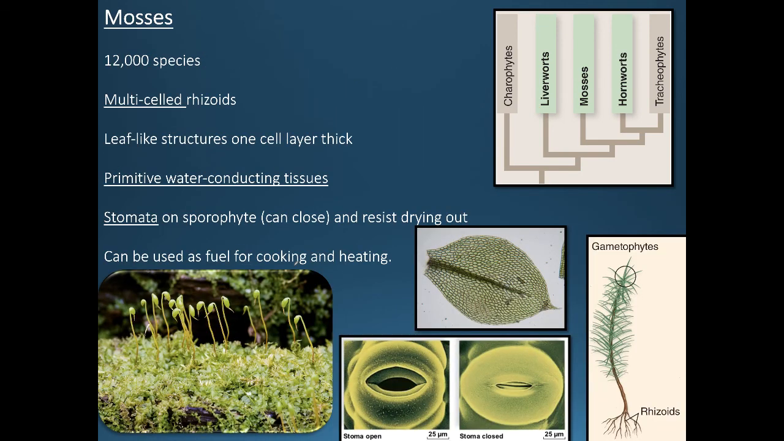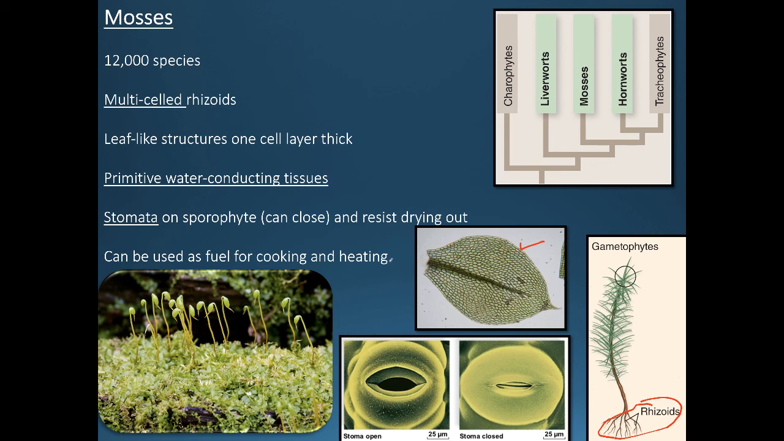Let's talk about the mosses. The mosses have about 12,000 species. Now, unlike the liverworts, the rhizoids on the mosses, shown here, are multicellular structures. The leaf structures on them, shown here, are only one cell layer thick. So their cells can absorb water, but they also have some very primitive water-conducting tissues. Not the complex vascular tissue that we see with the vascular plants, but they do have this primitive water-conducting tissue.